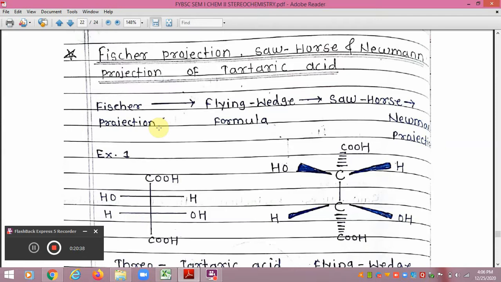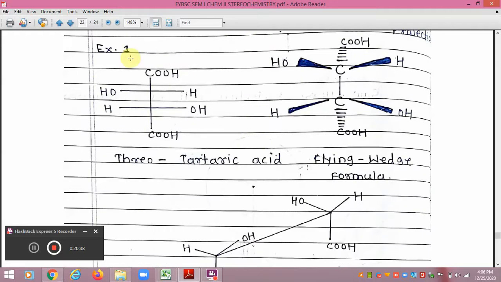But whenever we talk about these projection formulas for the same molecule, known as tartaric acid, we are able to draw the same molecule in different projection formulas. Now this is tartaric acid in the Fischer projection. I don't think it is necessary to repeat again: the horizontal line indicates groups present above the plane, the vertical line indicates groups present below the plane.